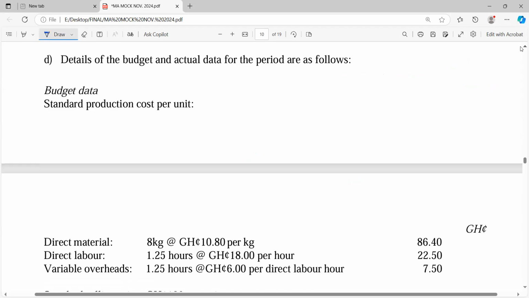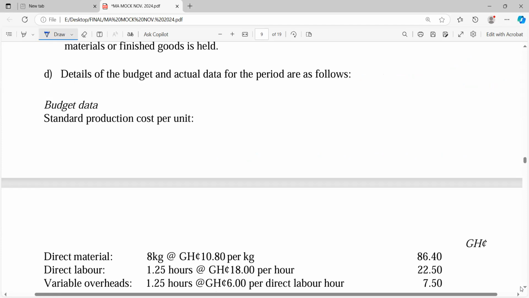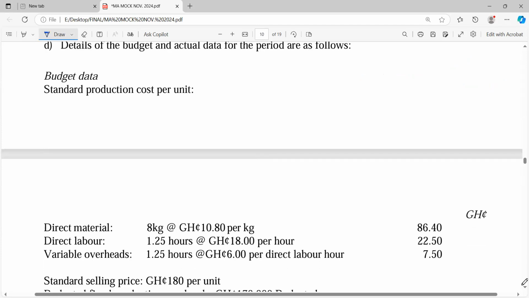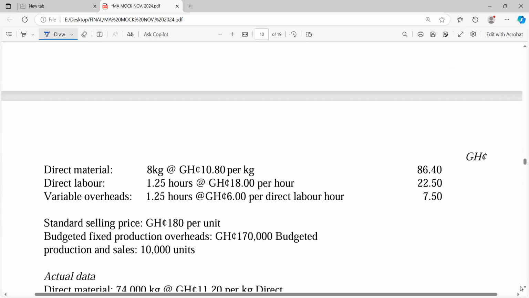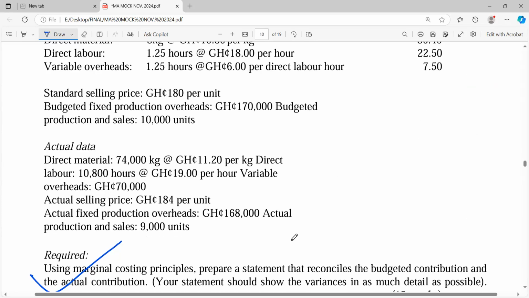So first, this is the budgeted data. It's for variance computation. Actual data is also here. Using the marginal costing approach, it means no fixed cost. Reconcile the budgeted contribution and actual contribution. Your statement should show all the variances in much detail. So first thing, you do a lot of workings. You must calculate the budgeted contribution. Pick everything from the budget.